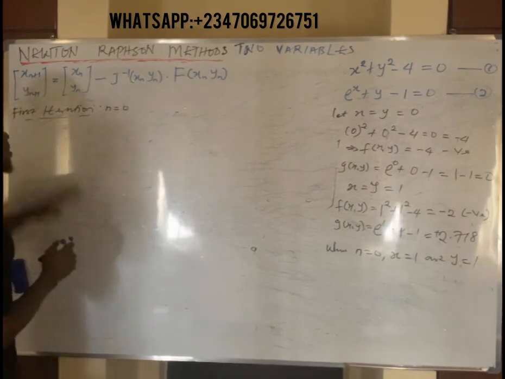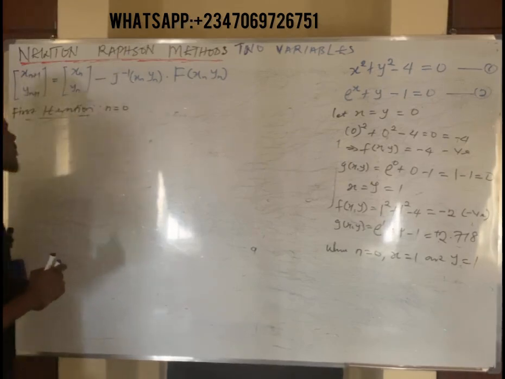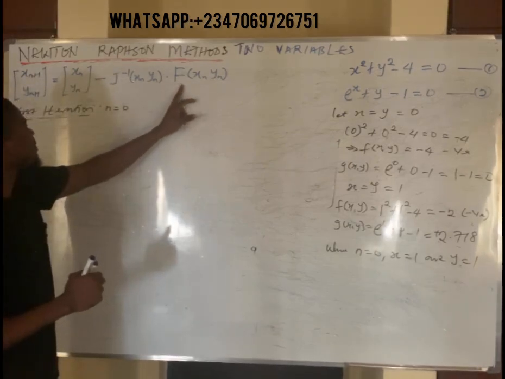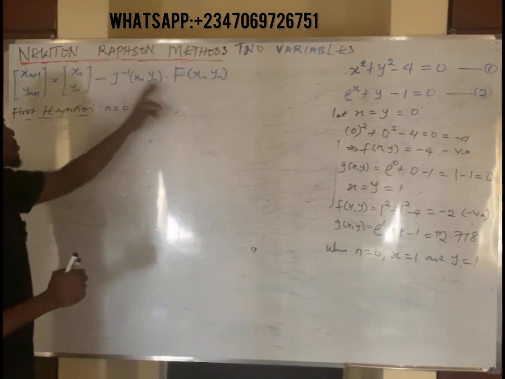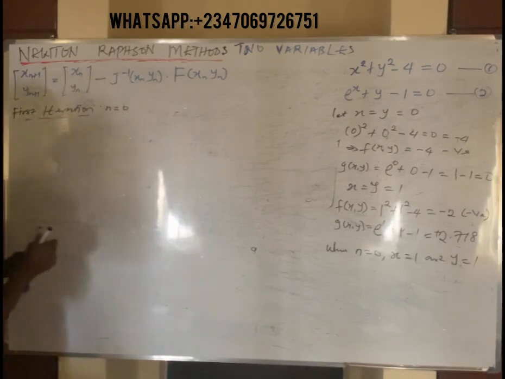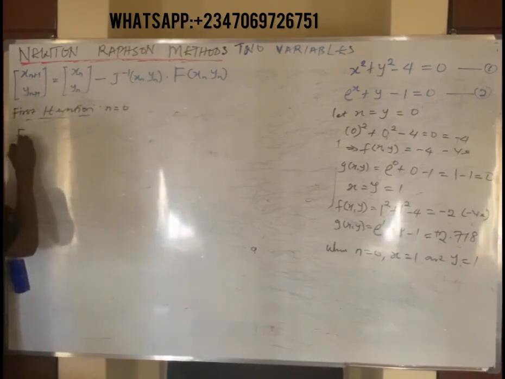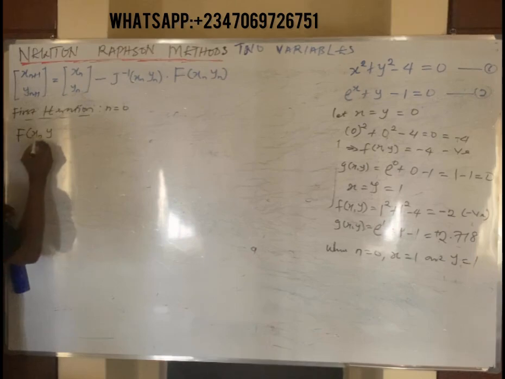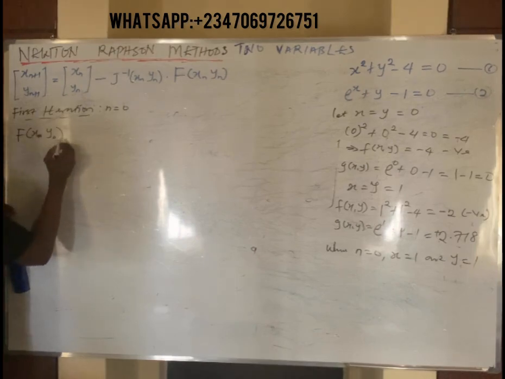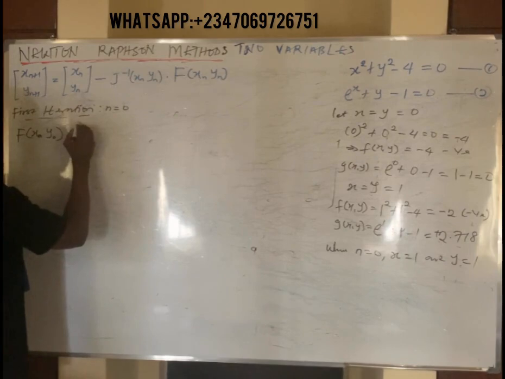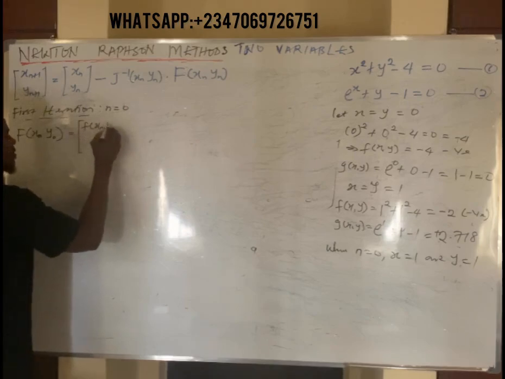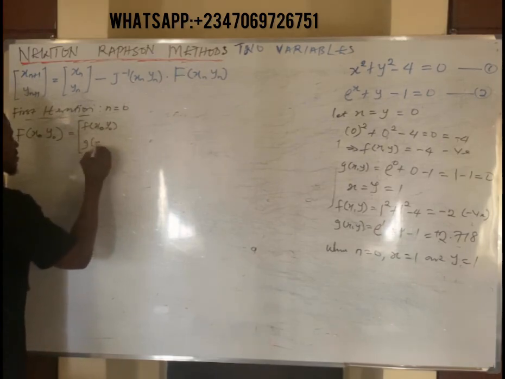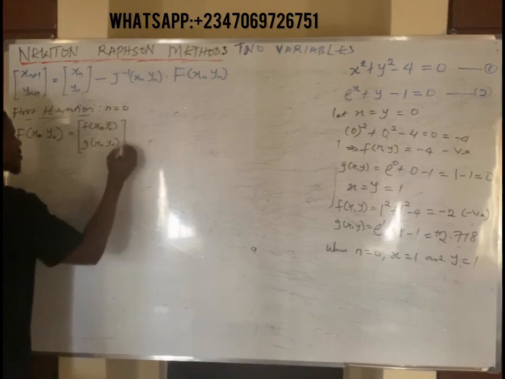So remember, this is the formula we are obeying, right? So first of all, let us find the matrix of the function, and then we need to find the Jacobian as well. So let's start with the matrix of the function. We need to find f of xn, yn. In this case, n is 0, so this becomes x naught, y naught. Remember the formula, it is simply a matrix of f of x naught, y naught, then g of x naught, y naught. So you simply have this.